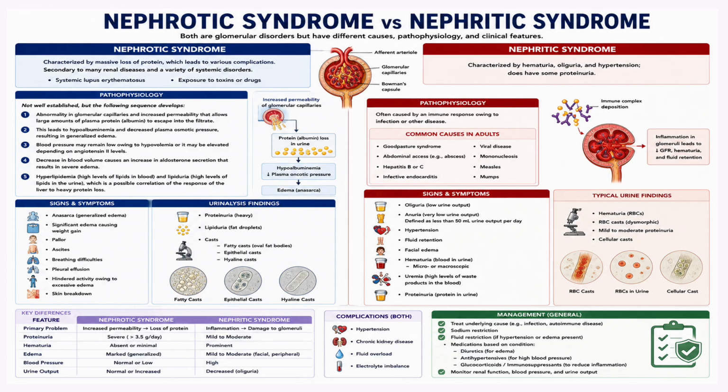Nephritic syndrome, on the other hand, is characterized by inflammation, hematuria, oliguria, hypertension, and mild to moderate proteinuria. One helpful way to remember the difference is that nephrotic syndrome primarily involves protein loss, huge, massive protein loss, while nephritic syndrome primarily involves inflammation and bleeding, right? There is some protein loss, but not in the same amounts as nephrotic syndrome.